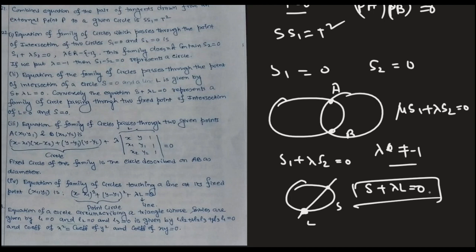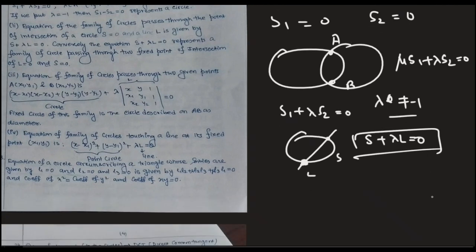Another type of family is there: the equation of a family of circles passing through two given points. Only two points are given on the circle. There is one point, suppose x1 y1, another point is B, x2 y2, and they are asking, if only the coordinates of 2 points are known, then how can we find the equation of the circle?